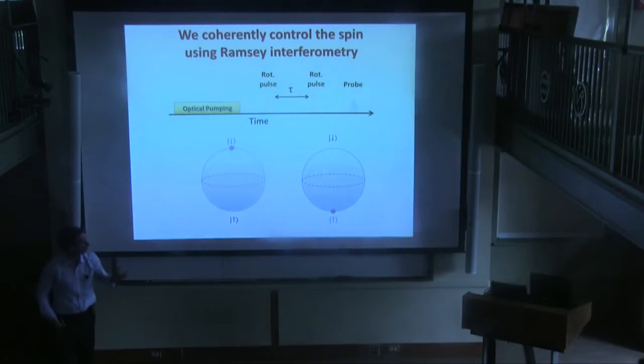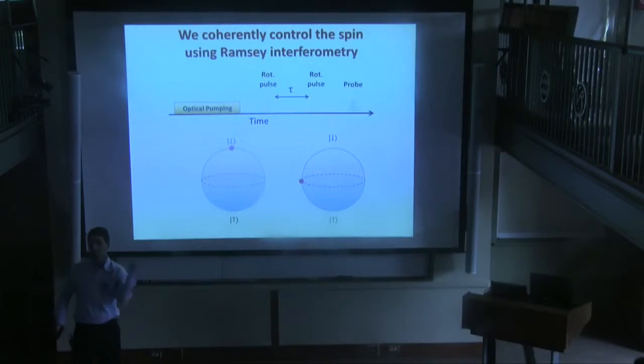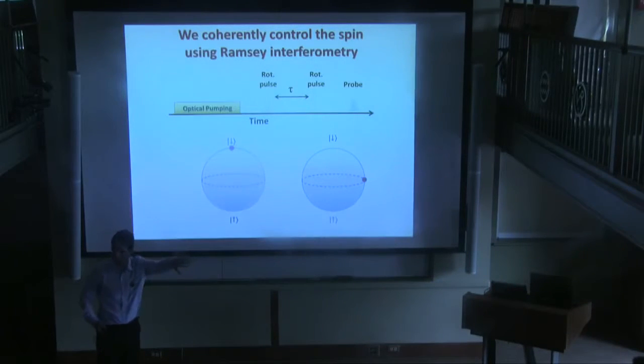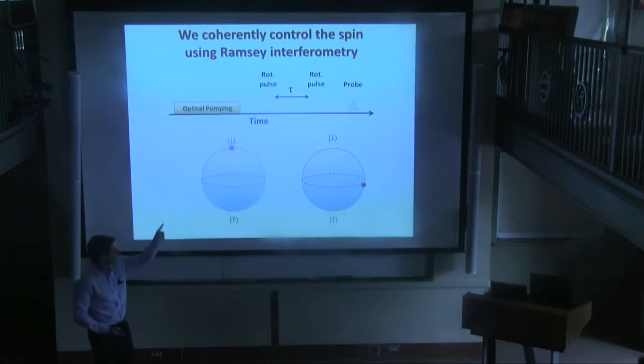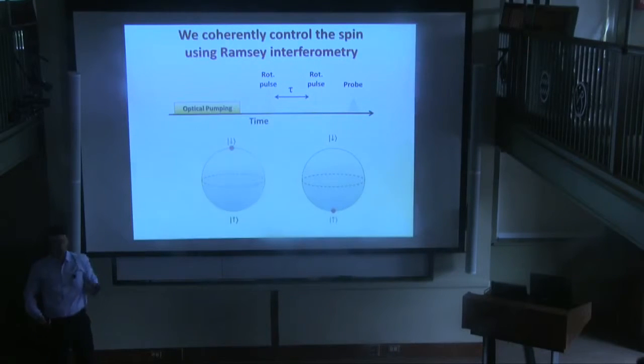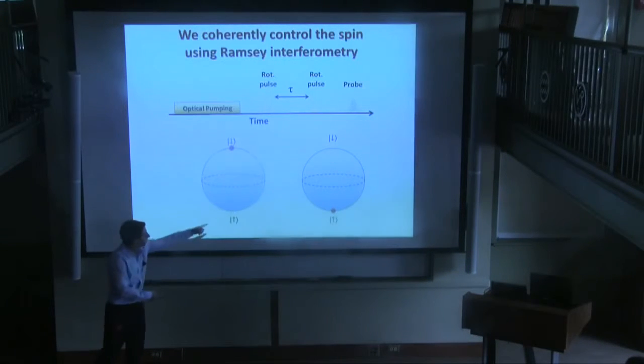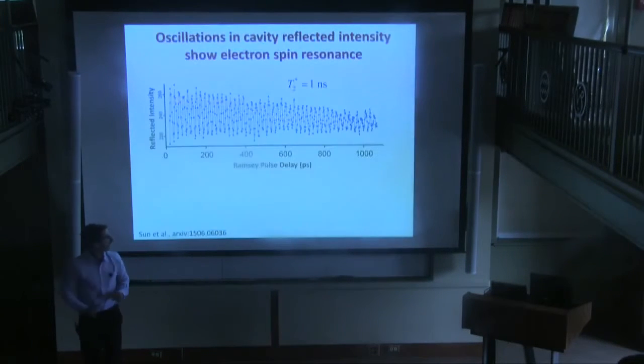However, we can do the same thing, but instead of waiting an integer number of precessions, we can wait an integer plus 1/2 number of precessions. We end up on the other side of the Bloch sphere. Now we rotate the spin to the spin up state. So we should see a drastically different reflectivity when we have this situation versus that situation. And indeed, that's what happens.